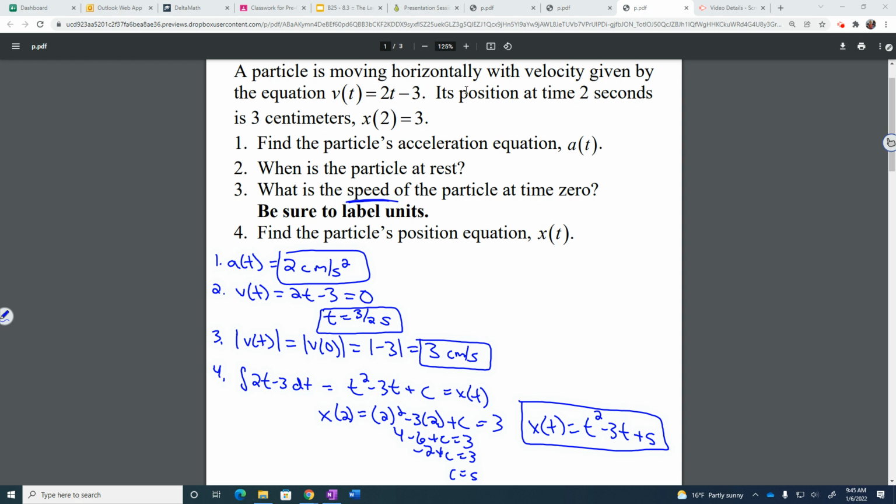Make sure for the acceleration you've got centimeters per second squared as well. And then for 4, when you take the integral there, we plug in the initial condition, x of 2 equals 3, so we get c equals 5, and then our x of t is t squared minus kt plus 5.